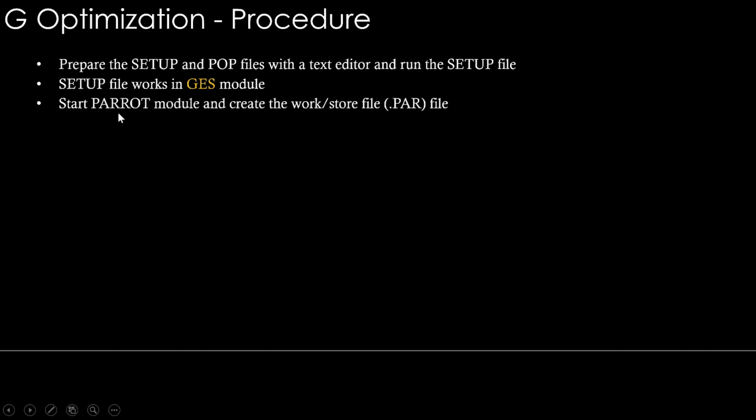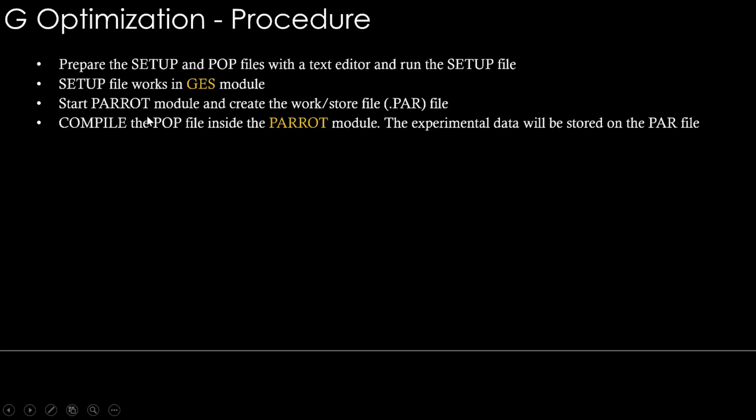So once that is done, we start the parrot module and create the work or store file which has the extension .par. This file is created. This file we cannot see, but we can interact with the parrot module. The parrot module will keep modifying things in this file. Okay, so this file is under the hood.